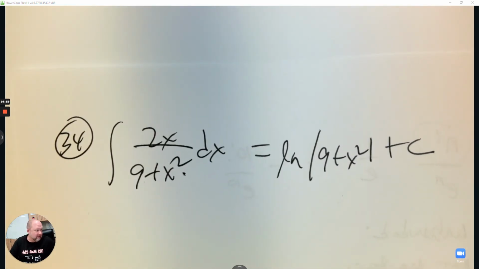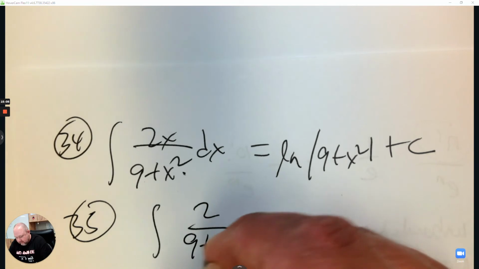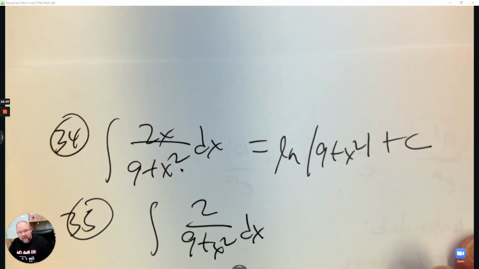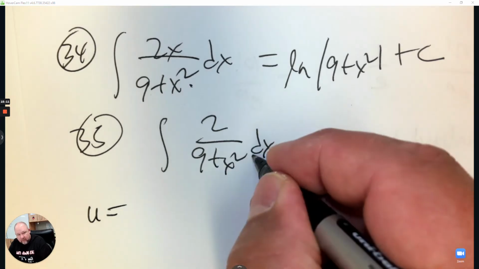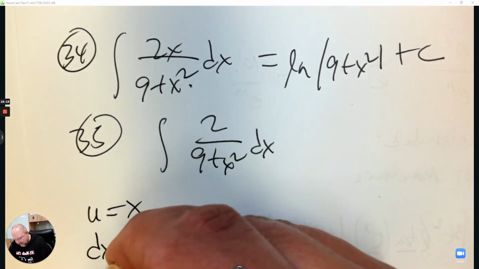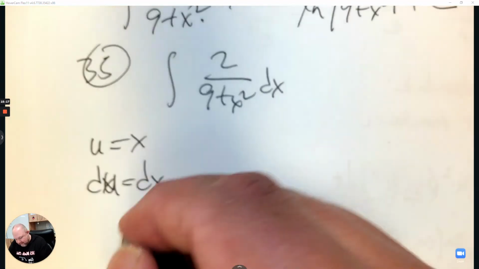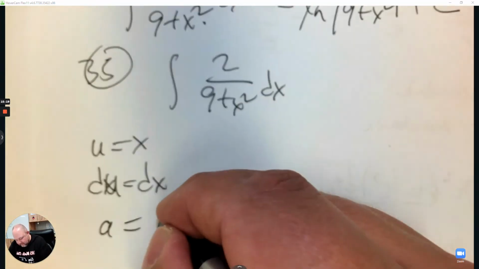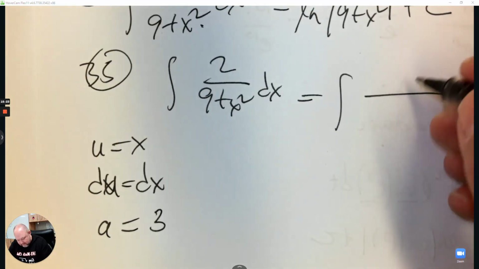35. First step, it could be other things like arctangent, but it's the first step. 35, similar, but the derivative does not match. So this is going to be arctangent. So u is the square root of x squared, du is the derivative of x, and then a is the square root of 9, which is 3. So the numerator should be 1 dx.